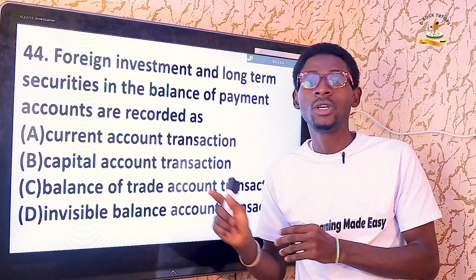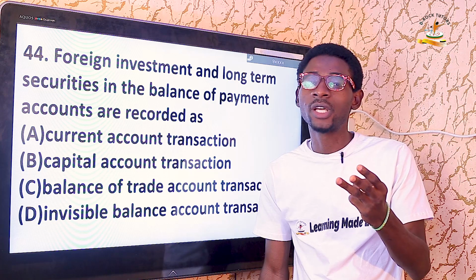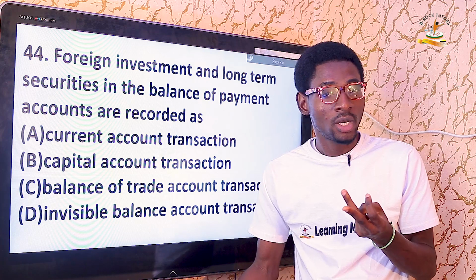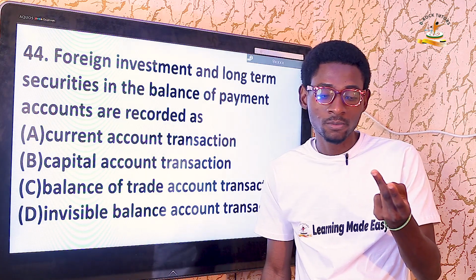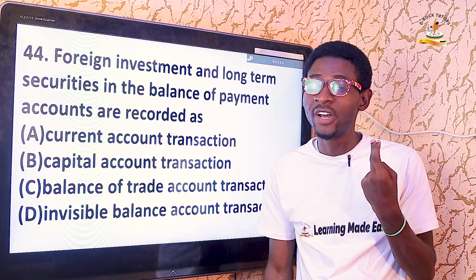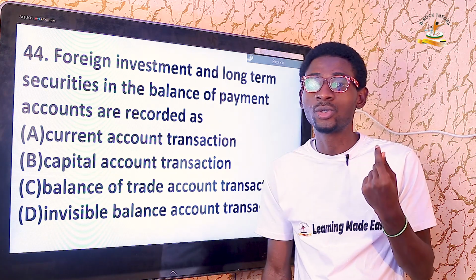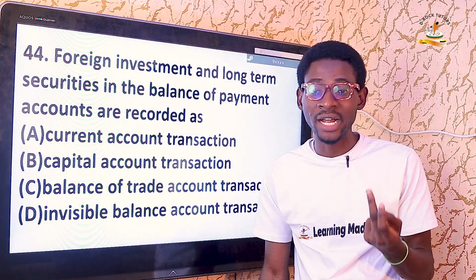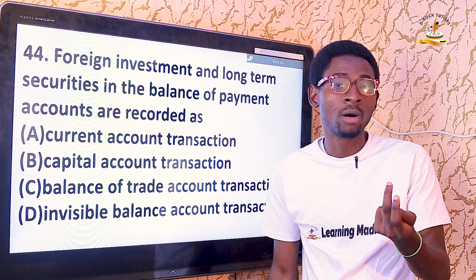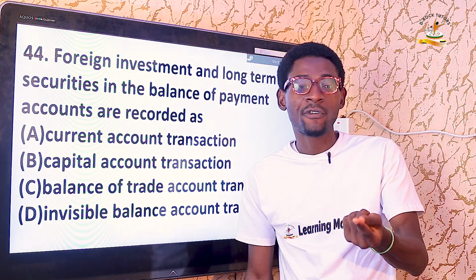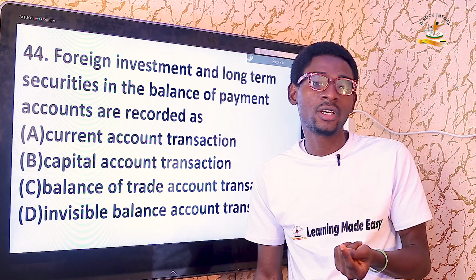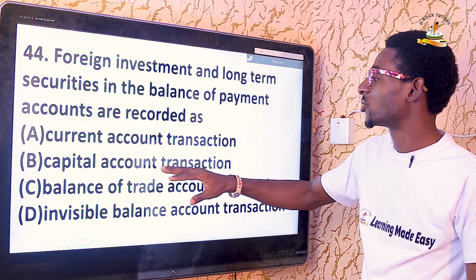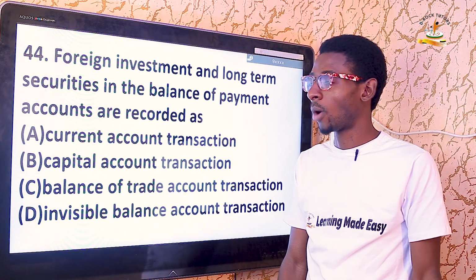Now, for this balance of payment, there are three accounts that are operated. You have the current account, which deals with feasible goods and services. We have the capital account, which deals with foreign investment, long-term securities, borrowing, loans and aids and grants from foreign bodies. And we have the foreign reserve account. It deals with foreign currencies. So the answer here is capital account transaction, option B.